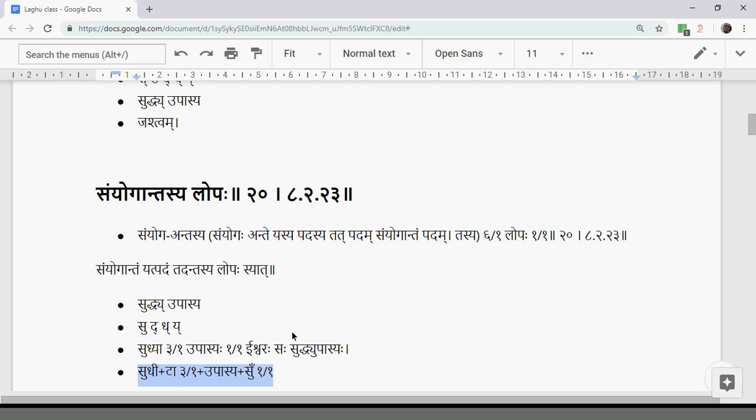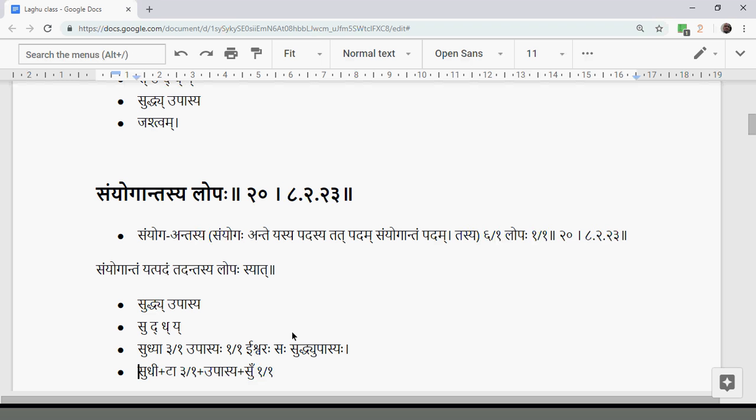It is a samasa and it is not a padam, it is a pratipadika. And this pratipadika is finally going to be sudhyupasya, which will decline as a padam. But our concern is how is this sudhi a padam? Sudhya is a padam, tritiyanta padam, suptingantam padam we have seen. How is sudhi a padam though?